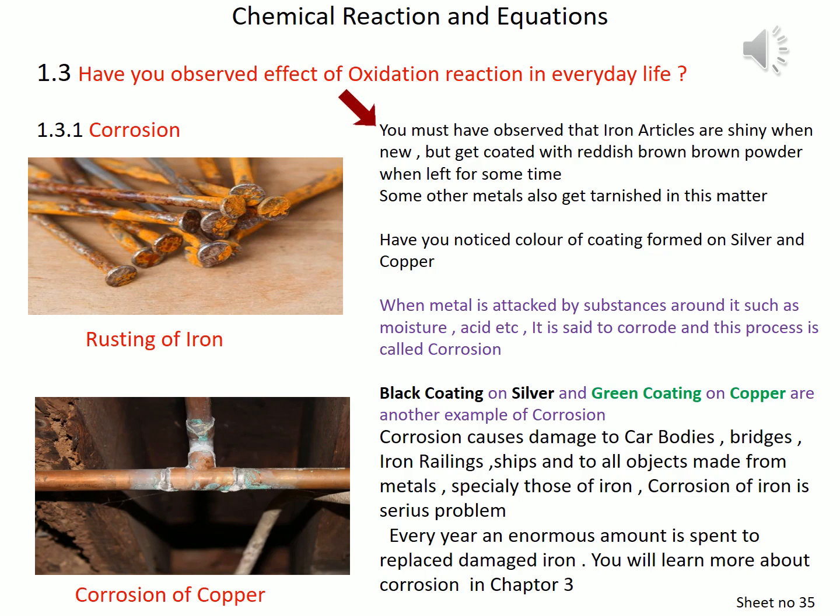You must have observed that iron particles are shiny when new. You know this very well, I need not explain again. But they get coated with reddish brown powder when left for some time. So when we keep an iron pan or nail as it is for some time, and it interacts with air, it gets rusty.